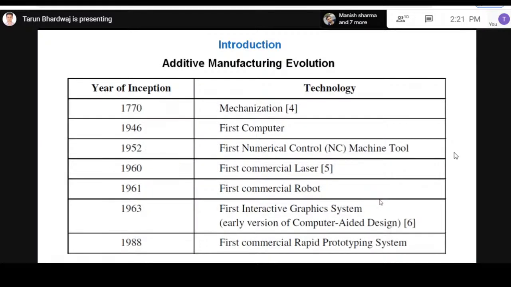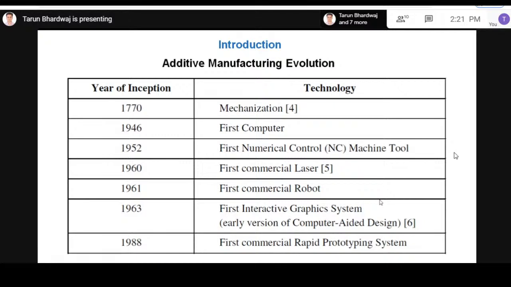Now we talk about the introduction of it, how it starts, how the evolution started. From the year of inception, from 1770, we start with mechanization, and in 1946 we have the first computer, and in 1952 the first NC machine tool. So this technology developed from there, because it starts from the computer, it starts from CAD, it starts from NC tools.